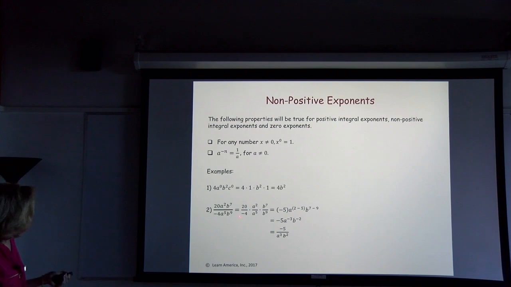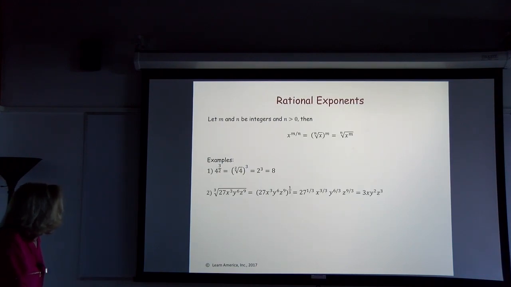Be the same thing. Over here, b to the 7th divided by b to the 9th. How many b's do I have as factors in the numerator? 7. How many b's do I have as factors in the denominator? 9. I have 2 more in the denominator, so I'm going to leave the b squared over here. Okay? All right. Now, fractional exponents.